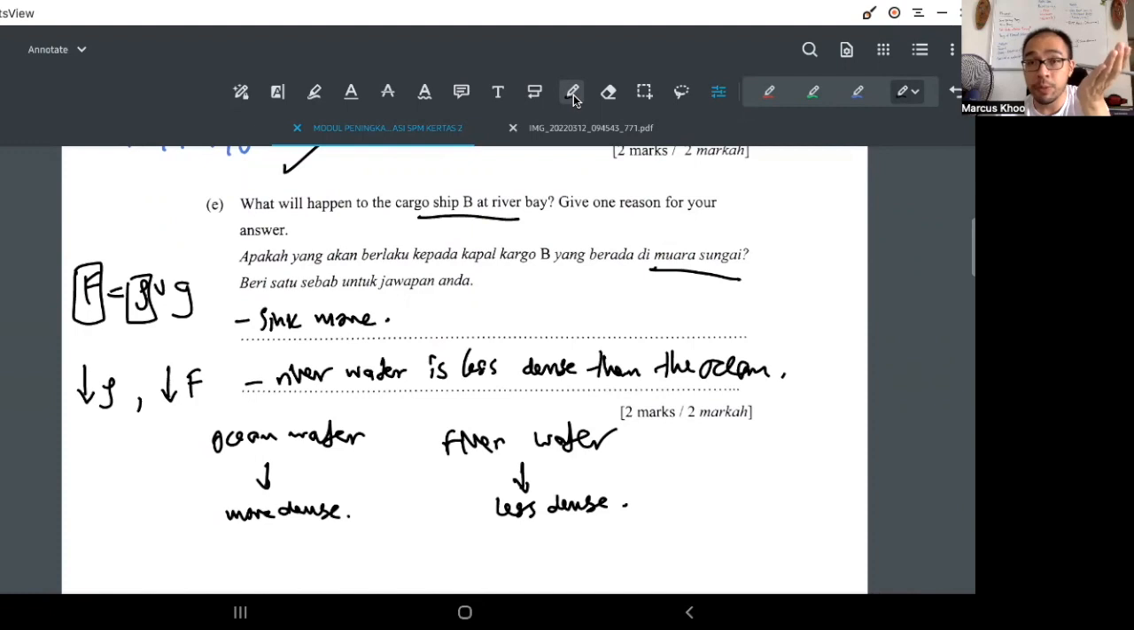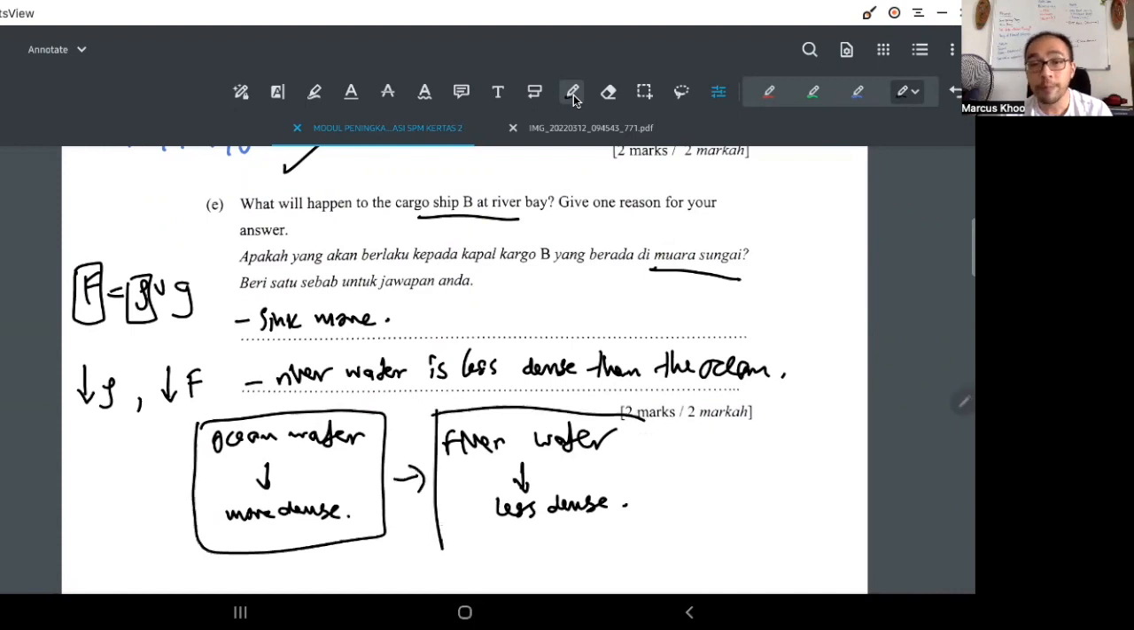That's why it can float higher lah. The weight of the cargo ship has not changed. What has changed now is the buoyant force, because you're moving from ocean water to river water. So the less dense the water is, the smaller the buoyant force it is able to produce. Okay, so this is a very good question. It really challenges us to think about Archimedes' principle and the factors that affect the buoyant force.